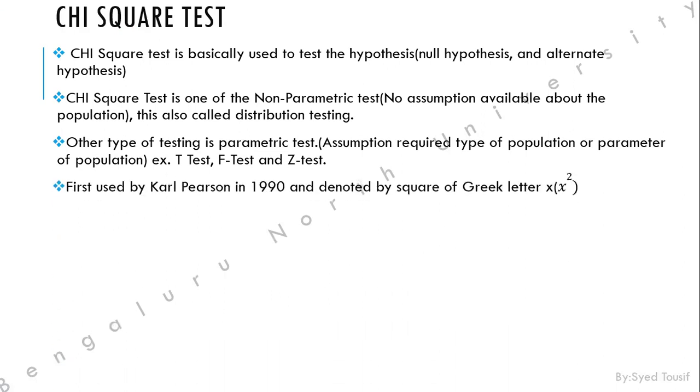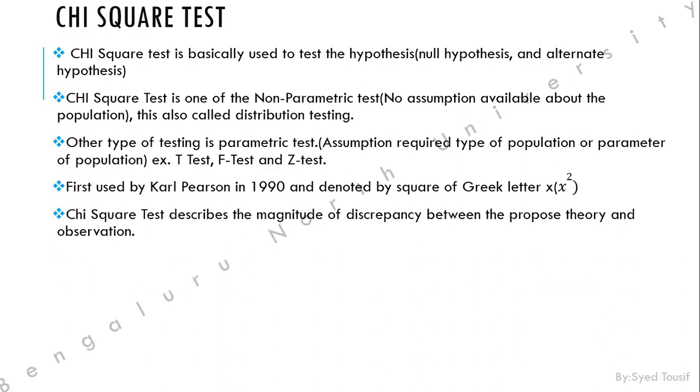This chi-square test was first used by Karl Pearson in 1900 and is denoted by the square of the Greek letter chi, X squared. The chi-square test describes the magnitude of discrepancy between the proposed theory and the observation. That means, what is the proposed theory and what is the observation, and how much they differ is the discrepancy.